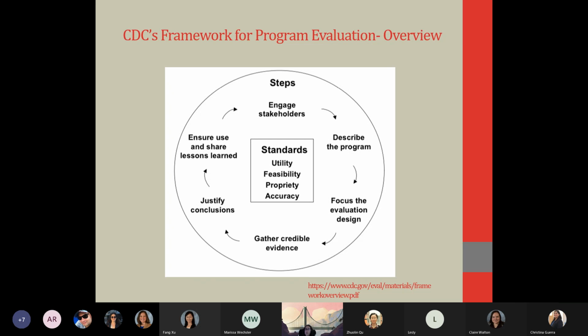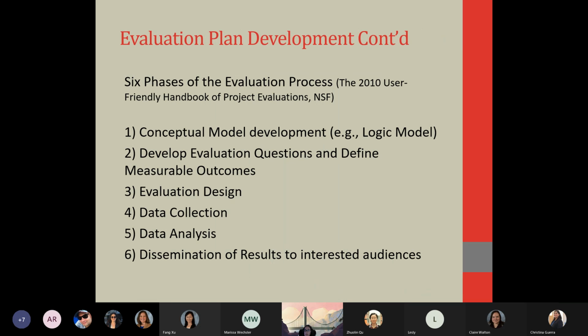Okay, thanks. So basically I just went over CDC's framework for the evaluation process in 6 steps. And in terms of the standards in the center, those are the standards for effective evaluation. So you've got utility, feasibility, propriety, and accuracy.